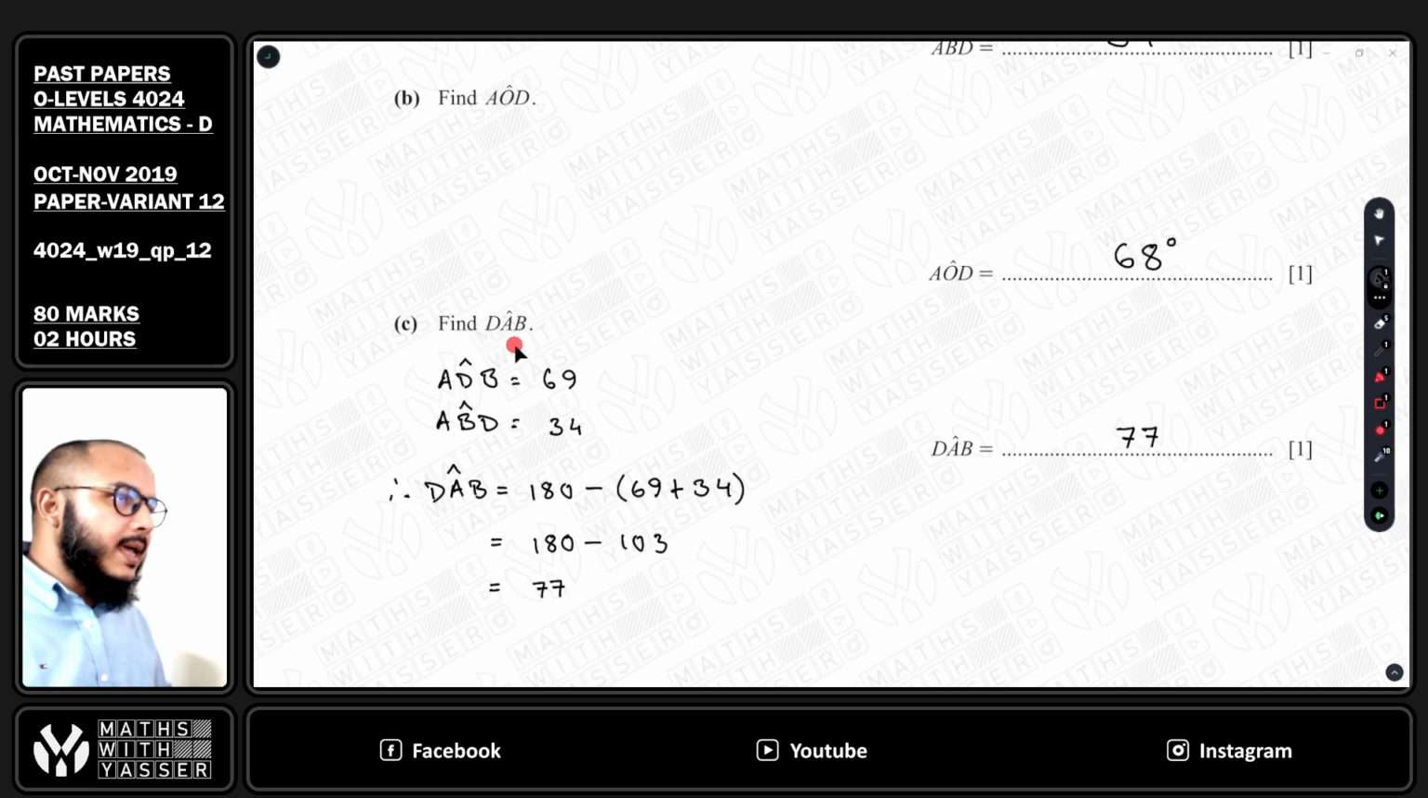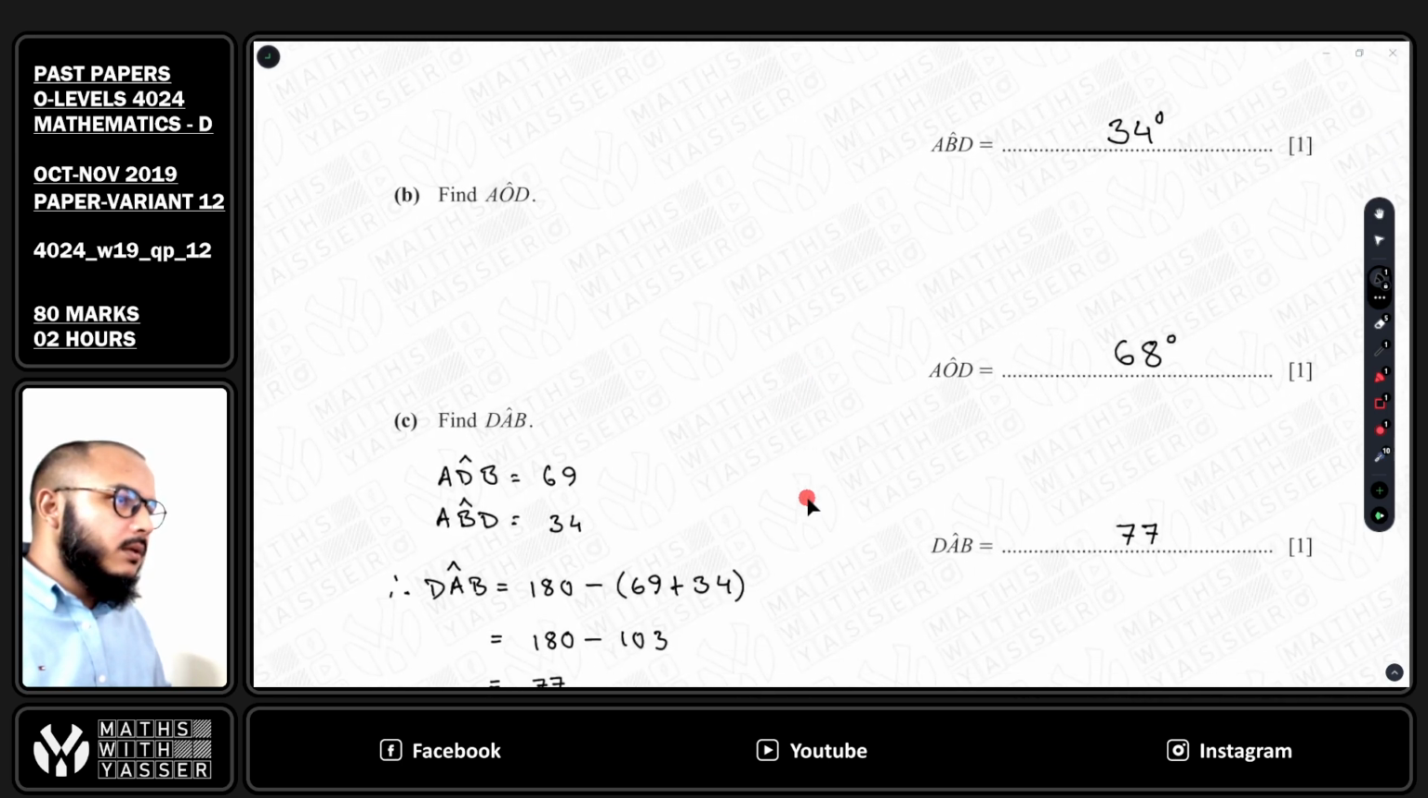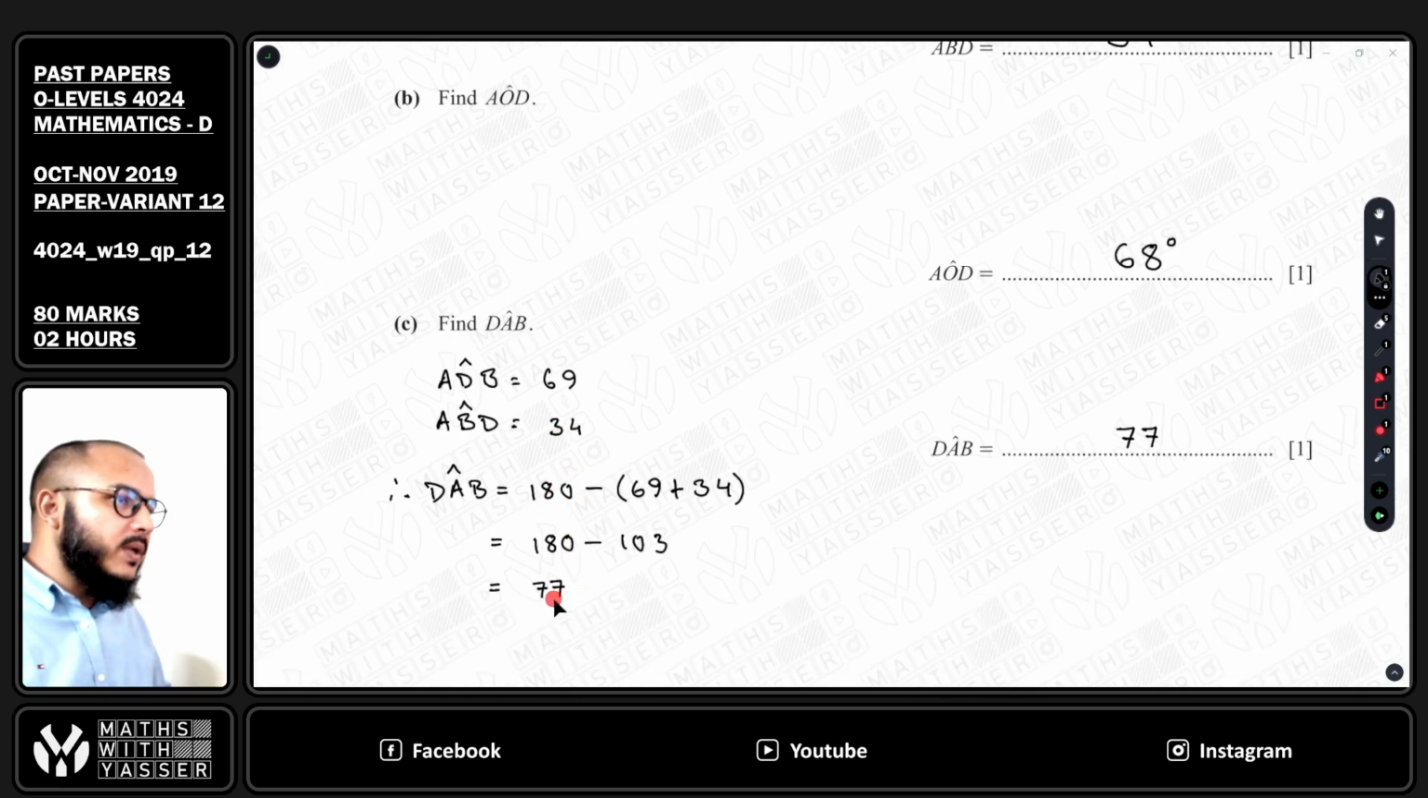Then we need to find the angle DAB. So this is the angle that they're talking about, DAB. As you can see, ABCD is a cyclic quadrilateral. That means in a cyclic quadrilateral, opposite angles add up to 180 degrees. So since ADB is 69 and ABD is 34, I just need to add them up and take them away from 180, and that will leave me with the value for the angle DAB, which is 77 degrees.